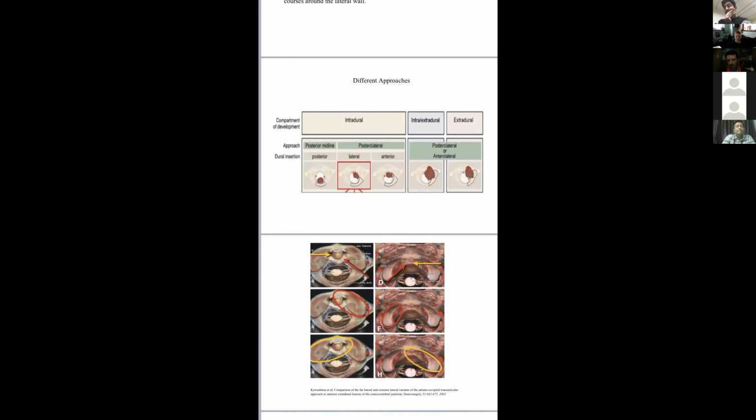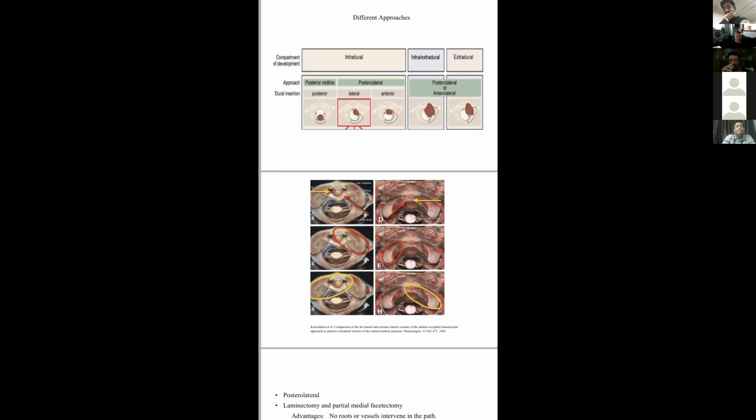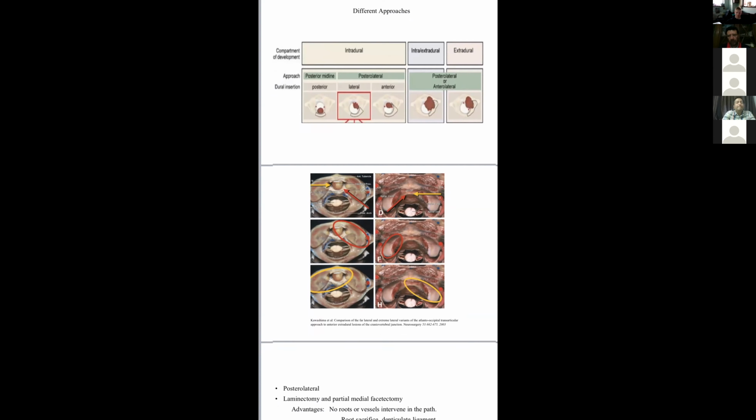So this is a graphic diagram. The yellow arrow shows the far lateral approach, and the red arrow shows the lateral approach. Basically, in the lateral approach we remove the occipital condyle or the C1 or C2 medial facets. In the far lateral approach, we also sometimes remove the dentate ligament.